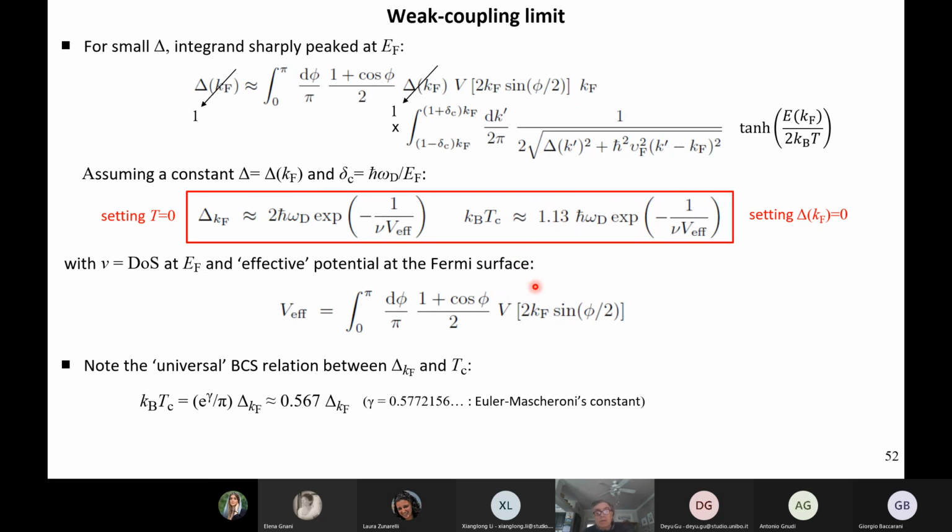So the important thing about the BCS theory was that it predicted something which had been observed experimentally: there is a universal ratio for all materials that obey BCS theory. The ratio between k T_c and the gap is a constant. It's 1.13 divided by 2, which is 0.567. This number has been verified experimentally to a very good degree of accuracy, and this gives credibility and determined the success of the BCS theory because it was able to explain this feature.